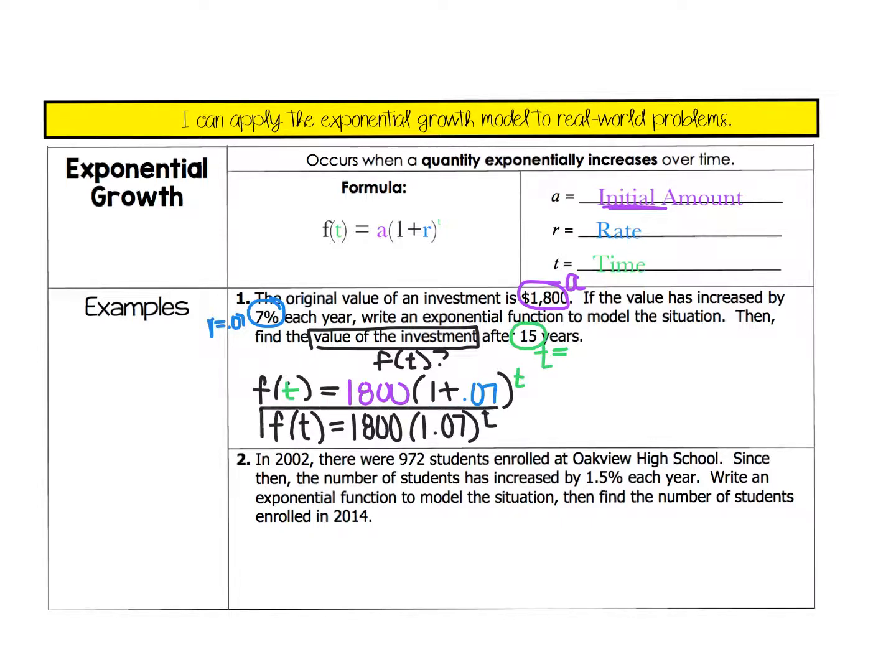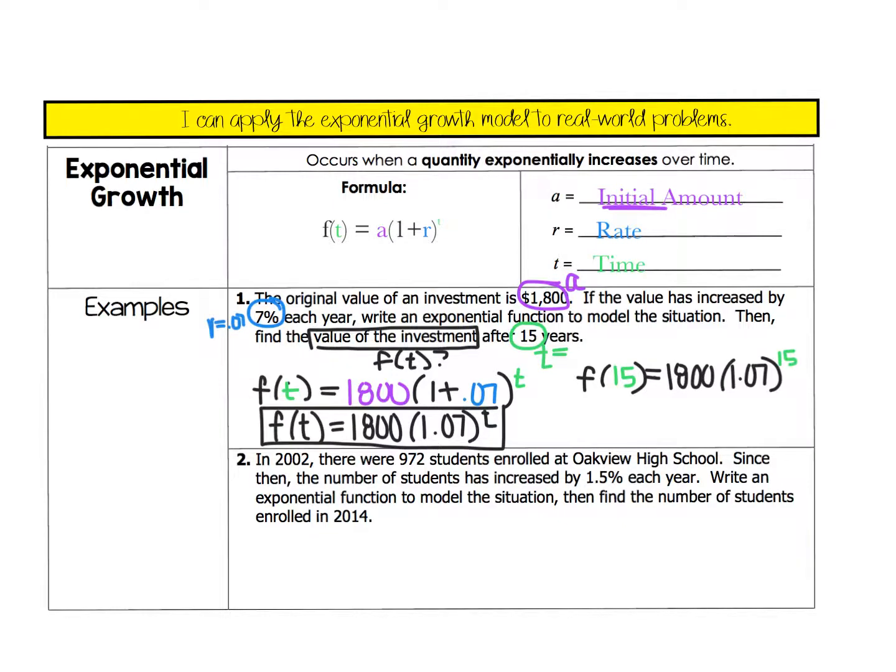So that would be a generalized function for this investment. At any given time, I can find the investment. So let's go ahead and use that function. So we're going to say f of 15. We're going to look at what is the output, or what is the value of the investment after 15 years. So 1800 times 1.07 to the 15th power.